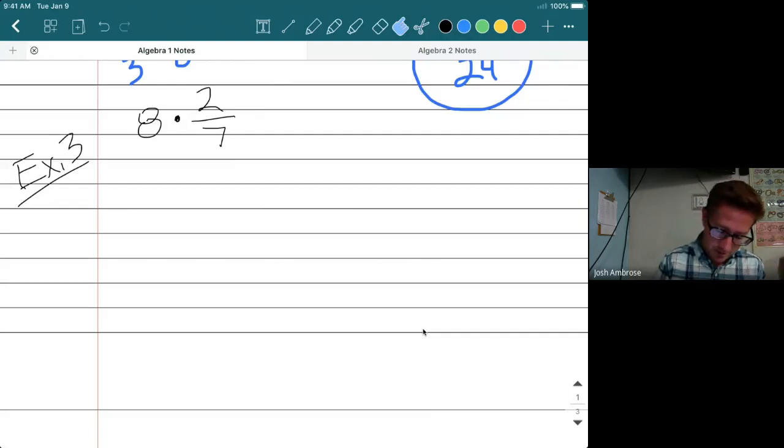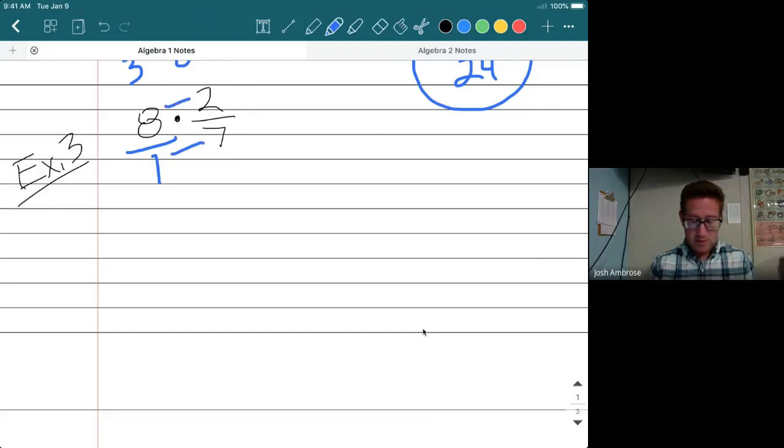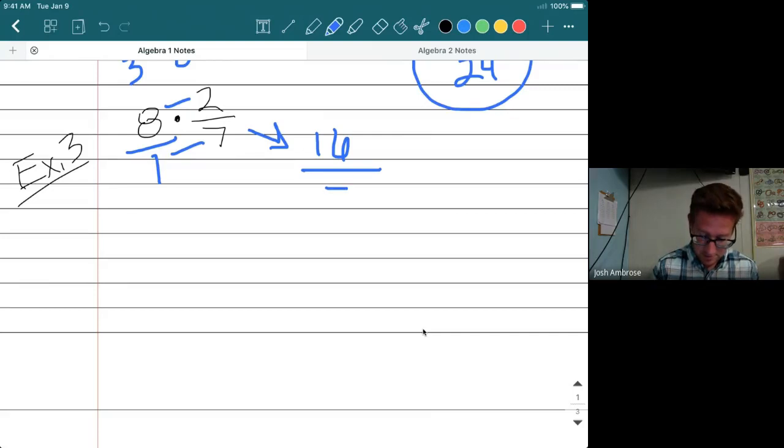Okay, so the first thing I actually want us to do is put 8 over a 1. All right, so 8 is a whole number, and technically every whole number is over 1. We just never write that. Okay, when you multiply fractions, you just go straight across. So by straight across, I just mean 8 times 2. So 8 times 2, we have 16 over 1 times 7, which is 7.